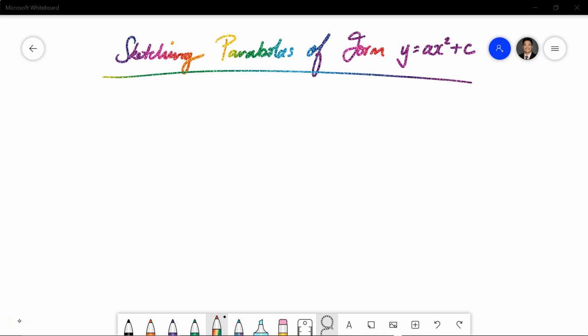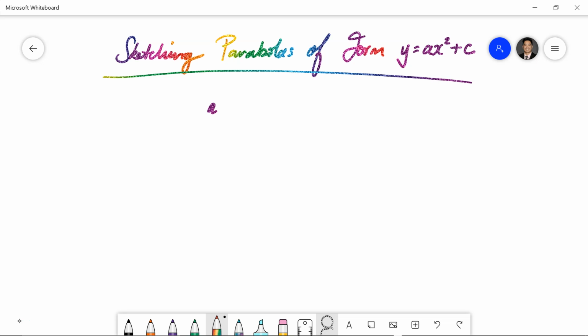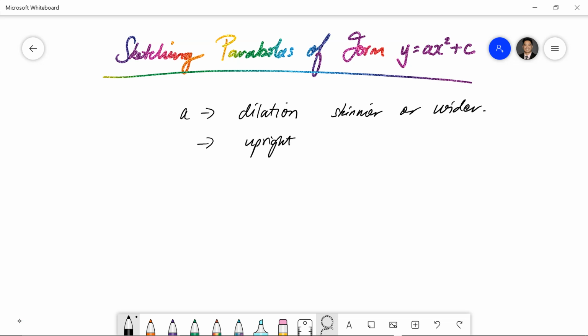Welcome back, guys. So we're now going to add another piece to this quadratic function. We've established that A is going to affect the dilation, whether it's going to be skinnier or wider. And obviously, it's also going to dictate whether it's going to be upright or whether it's going to be inverted. Now, what we're going to do is add a constant, plus c, to this equation. So instead of y equals ax squared, it's going to be y equals ax squared plus c. And we'll see what this addition to the equation is going to do to our quadratic function.